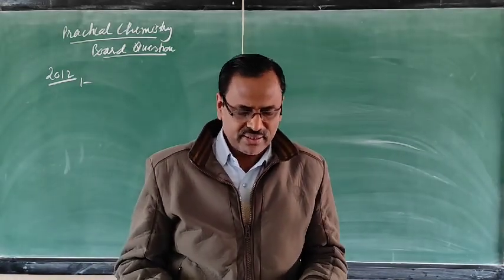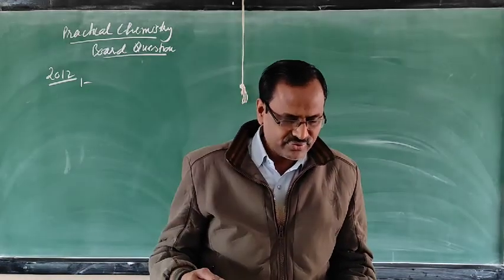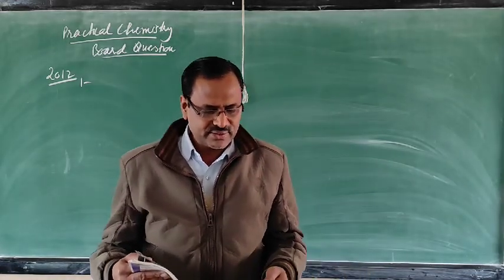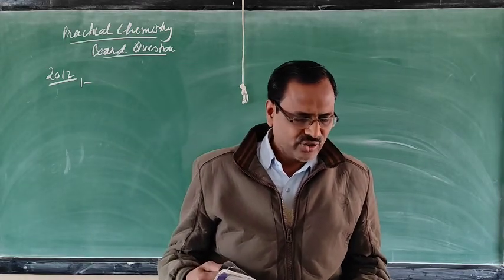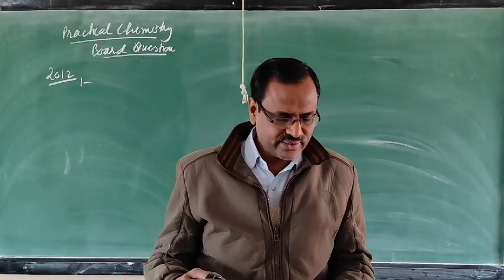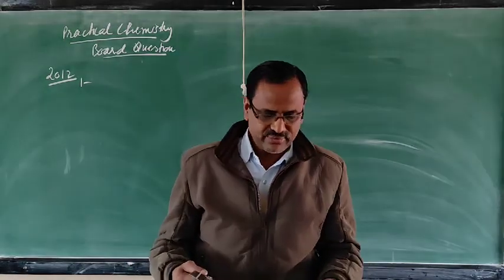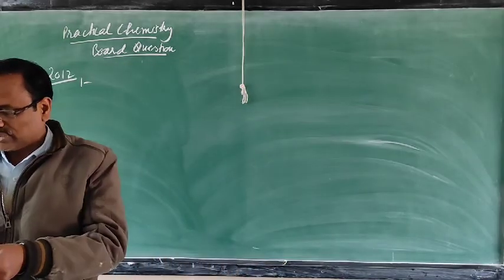In your book it is given on page number 364: heat with copper oxide, manganese dioxide, addition of concentrated HCl. So this sixth point is removed from the syllabus. You can cut it, no need to study; the rest you have to study. So now we take the questions of 2012.